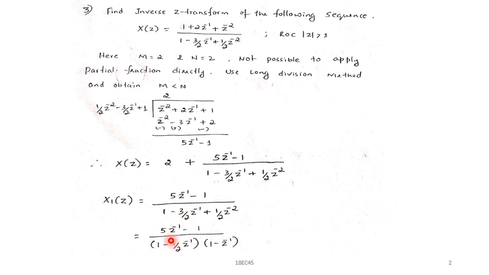So I'll get the roots as 2 and 1. You take the inverse of that because it is in the negative power of z. Therefore 5z inverse minus 1 divided by 1 minus 1 by 2 z inverse into 1 minus z inverse. If I multiply these two terms, I should get this denominator.